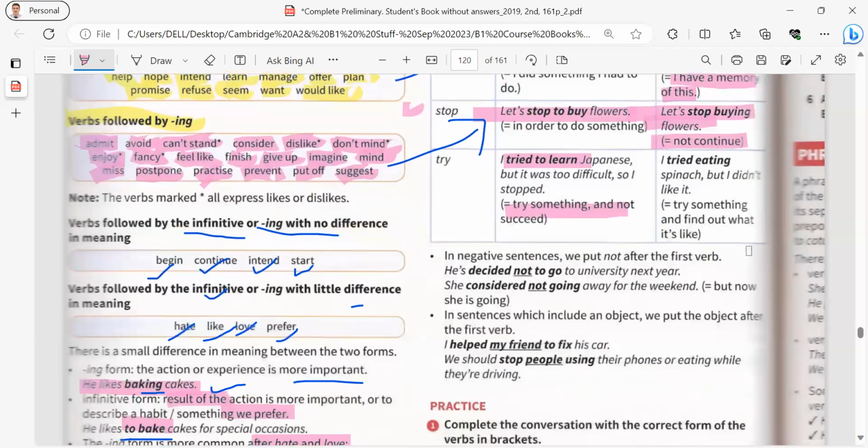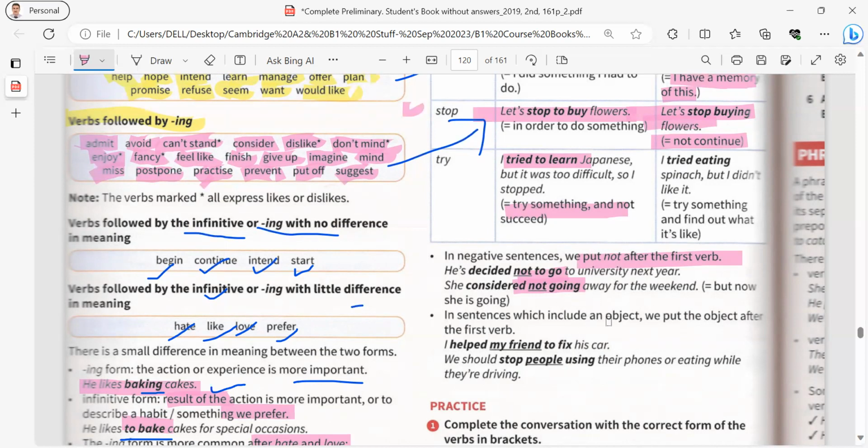Okay. So in negative sentences, we put not after the verb, or the first verb. He has decided not to go to university next year. Does it make sense? Yes. He considered not going. Okay, but in negative sentences we use not after the first verb.